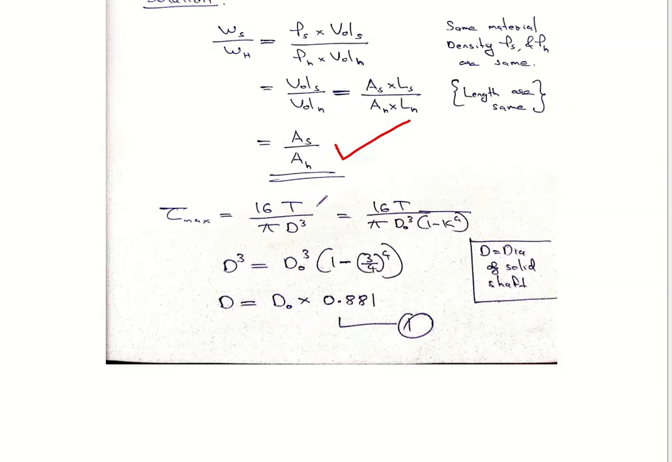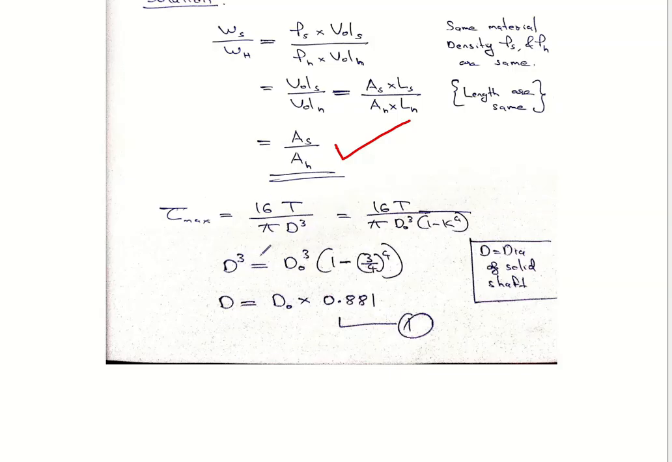So tau max, we already know the equation: 16T by pi d cube for the solid shaft, where d is for solid shaft, and 16T by pi Do cube into (1 minus k raised to 4) for the hollow shaft. Now, since T is also same, it is given that the torque or twisting moment is also same.